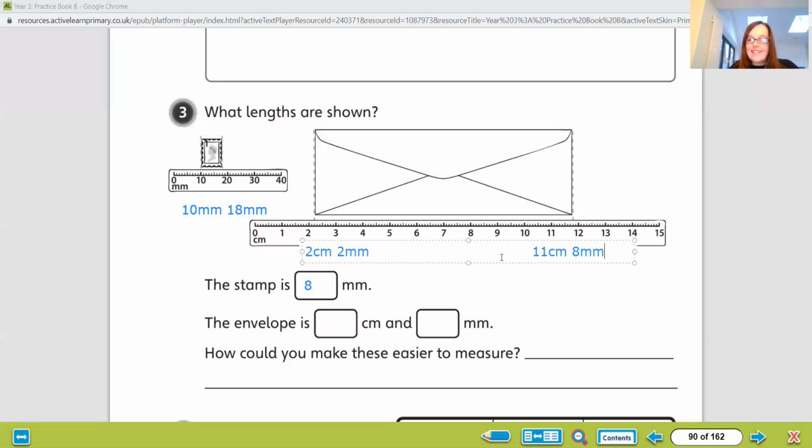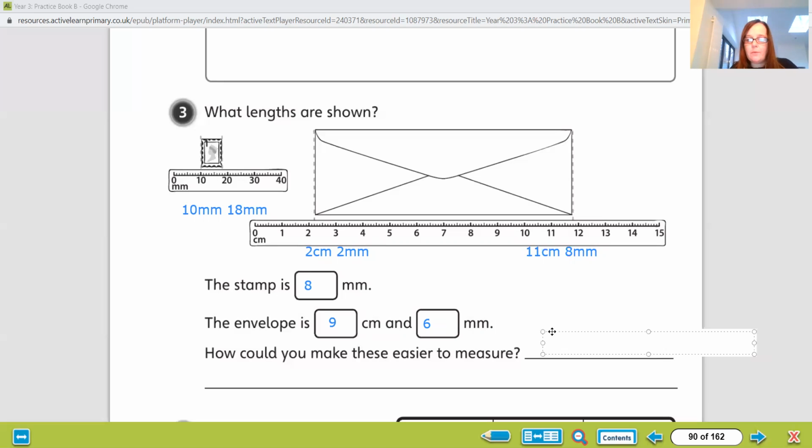I've got to find the difference. So I'm going to find the difference in centimetres. 11 take away 2 is 9. And 8 take away 2 is 6. So the letter is 9 centimetres, 6 millimetres. And how would it make it easier to measure?